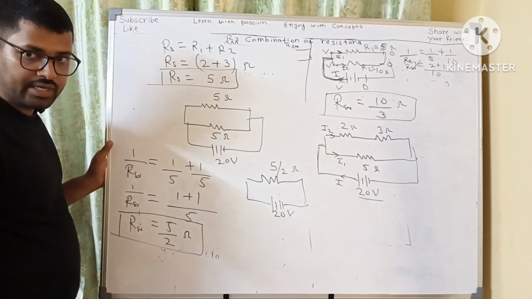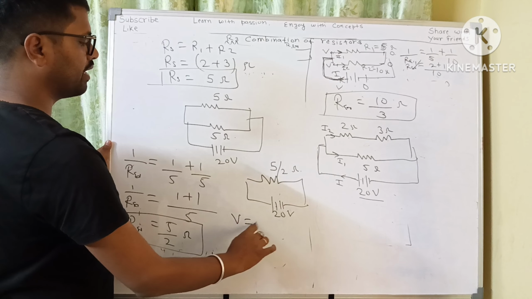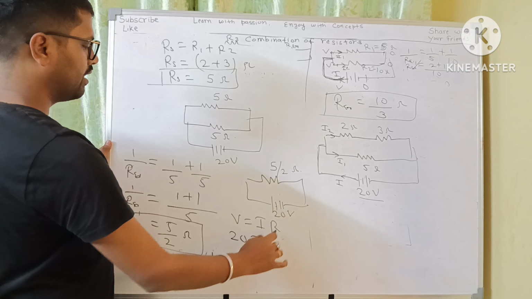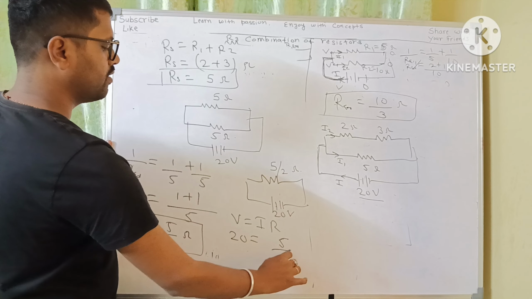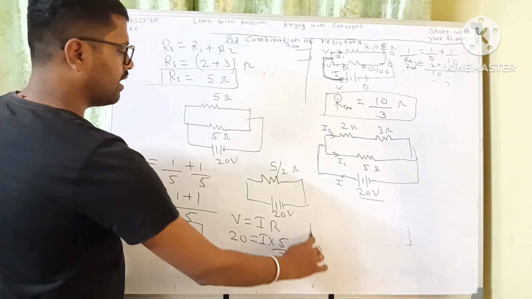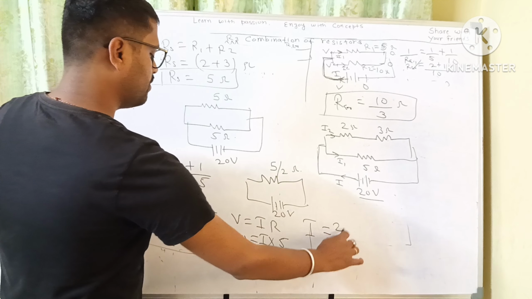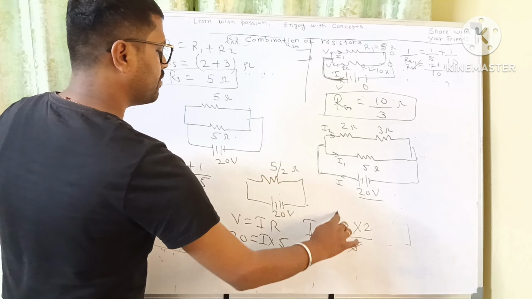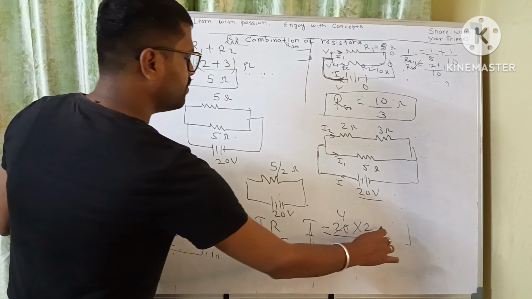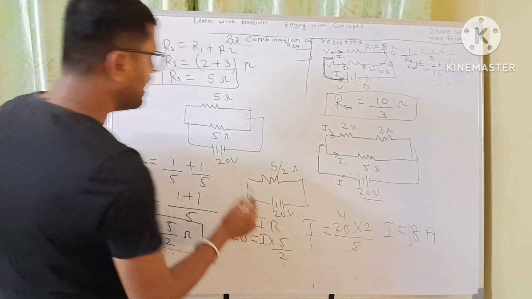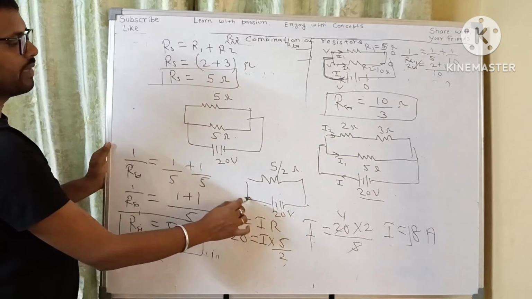Now we can find total current also. So V equals IR, we know. V is 20, R is 5 by 2, I. So what will we get for I? I equals 20 into 2 by 5. So 5 fours are 20, I equals 8 ampere. So 8 ampere current is flowing from the battery.